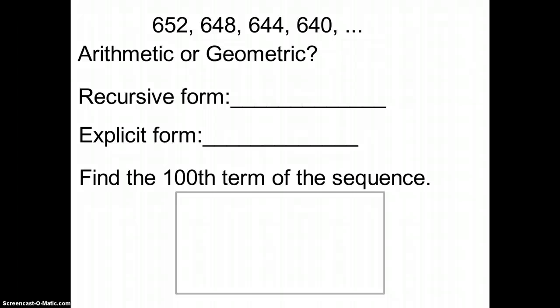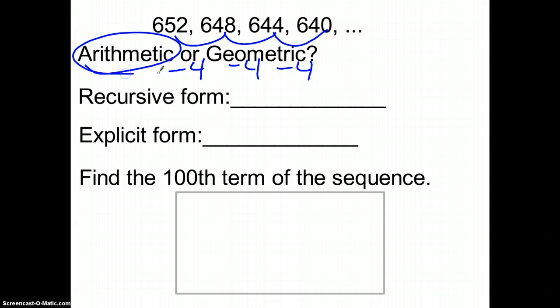And then the last one, arithmetic or geometric. Well, it's not increasing or decreasing very fast. So I'm going to think it's arithmetic. And the numbers are going down, so I'm thinking it's subtracting. So 652 to 648, that's going down 4, and then down 4, and then down 4. So I know that it is arithmetic.